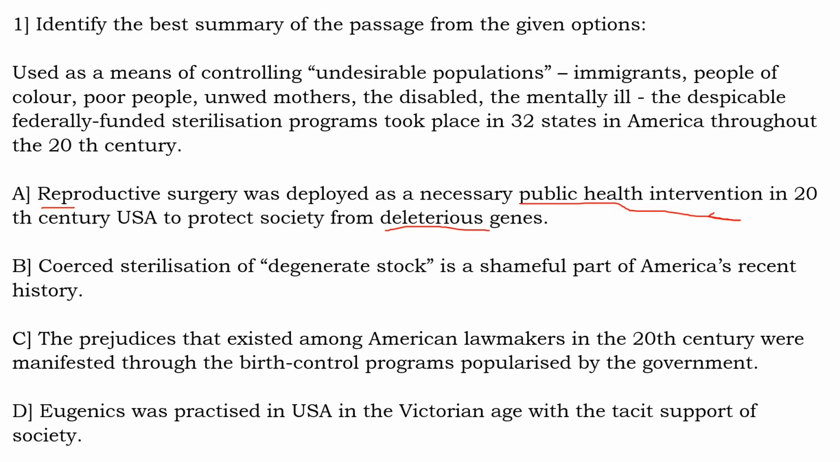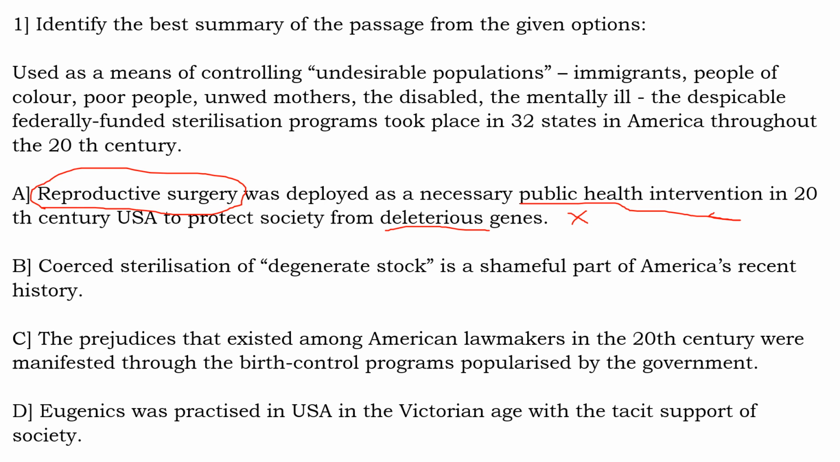What is the issue here? This is the issue here. What is reproductive surgery? Reproductive surgery means any surgery conducted to increase the reproductive capacity of an individual. Whereas what we are talking about is sterilization. Sterilization is the surgery conducted to reduce or nullify the reproductive capacity of an individual. Whereas this option is talking about reproductive surgery, which is aimed at increasing the reproductive capacity. So obviously this is a wrong answer. We are not interested in reproductive surgery. The government of USA in the 20th century was interested in a sterilization program, not reproductive surgery.